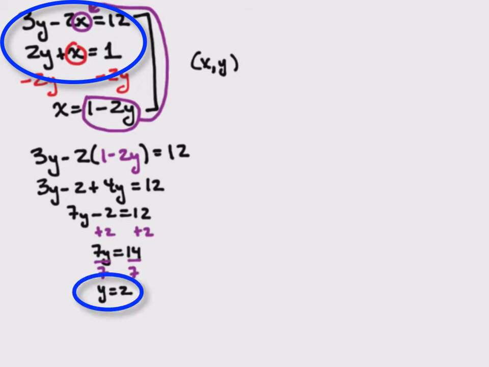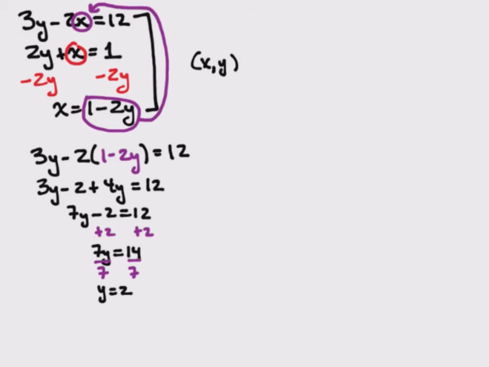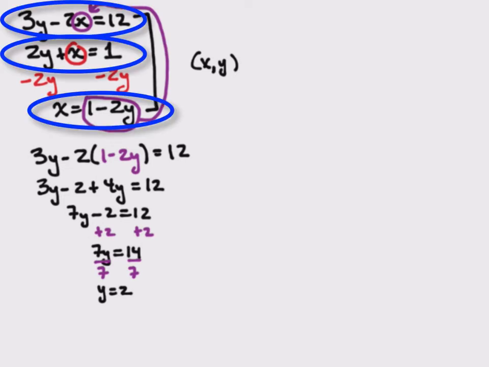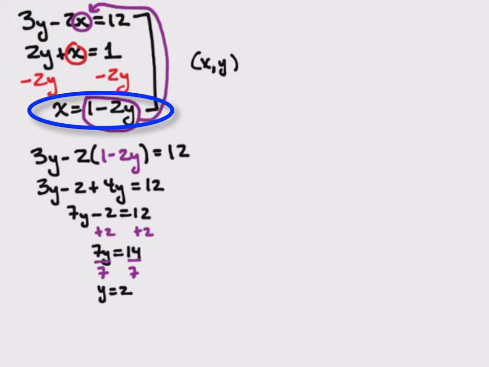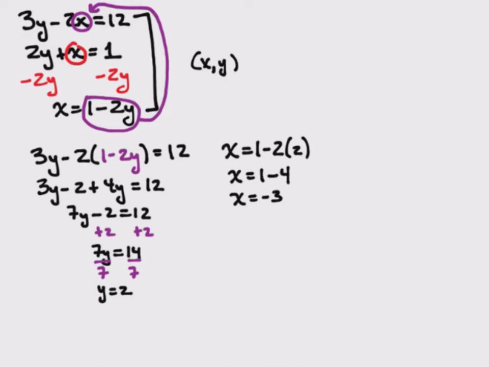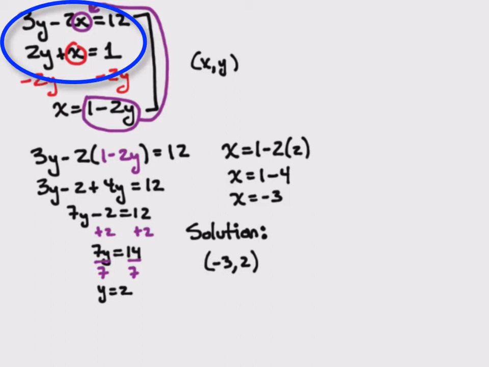And if we want to find the x-coordinate, all we have to do is substitute the y-coordinate in any of these equations, and we will find that x-coordinate. Pick the one that's easiest. I think x equals 1 minus 2y looks easiest. So we find the x-coordinate of our solution to be -3, and therefore the solution to that system of equations is negative 3 comma 2.